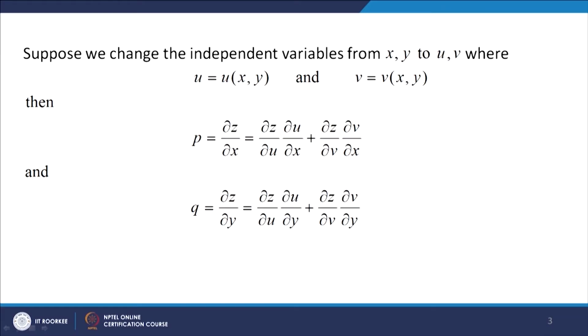Then since p is equal to the partial derivative of z with respect to x, by the chain rule of differentiation we can write the partial derivative of z with respect to x as the partial derivative of z with respect to u into ux plus the partial derivative of z with respect to v into vx. Similarly, the partial derivative of z with respect to y can be written as the partial derivative of z with respect to u into uy plus the partial derivative of z with respect to v into vy. So, we have p and q by using the chain rule.